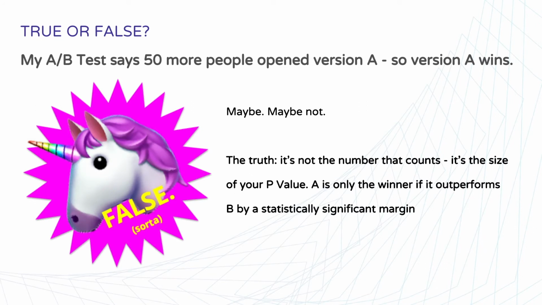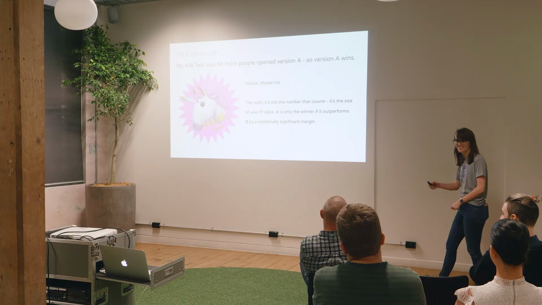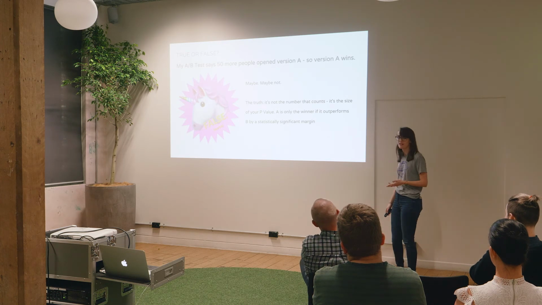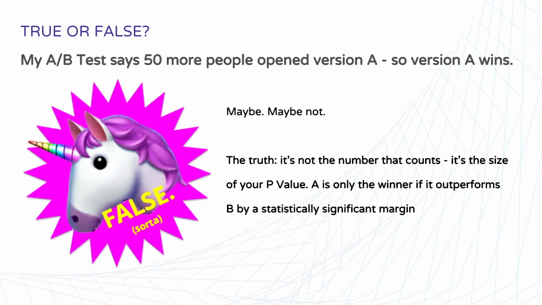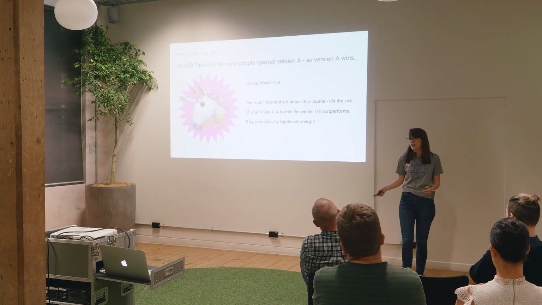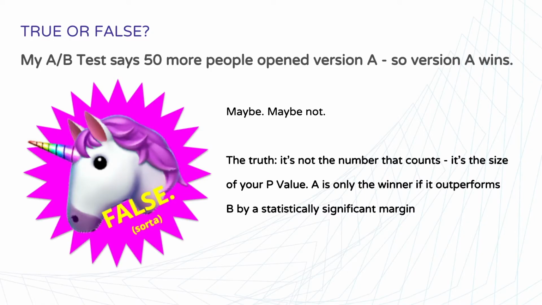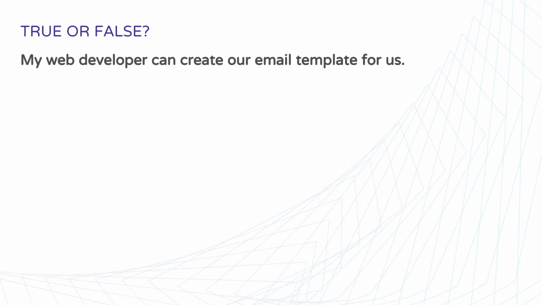So maybe, maybe not. It's not the number that counts, it's the size of your p-value. Right? So A is only the winner if its outperformance is statistically significant. If it's not, it's not the winner. And we don't currently have enough information to prove that. So false.